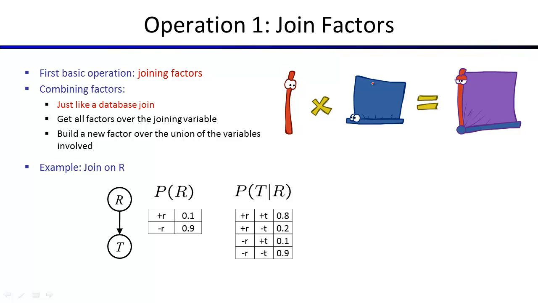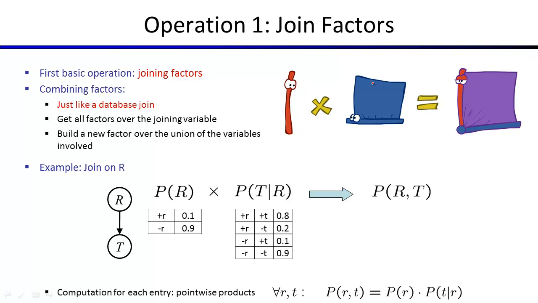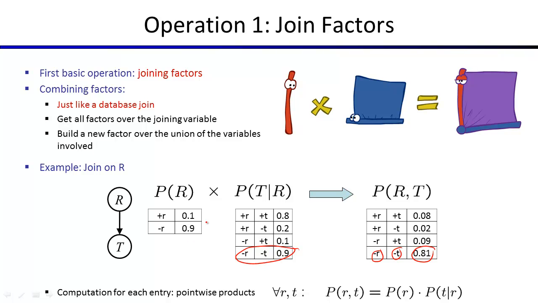So in this case, let's join the table over R and T given R. The join will have as columns a column for T, a column for R. Okay? And the way that we then compute the entries in the join is by multiplying together the consistent entries. So for example, the 0.81 is for negative R, negative T, which is this row over here and this one over here. So that's one operation. That's the join.